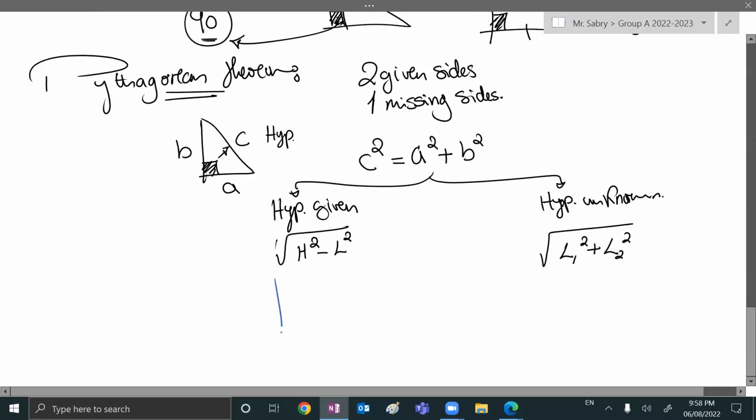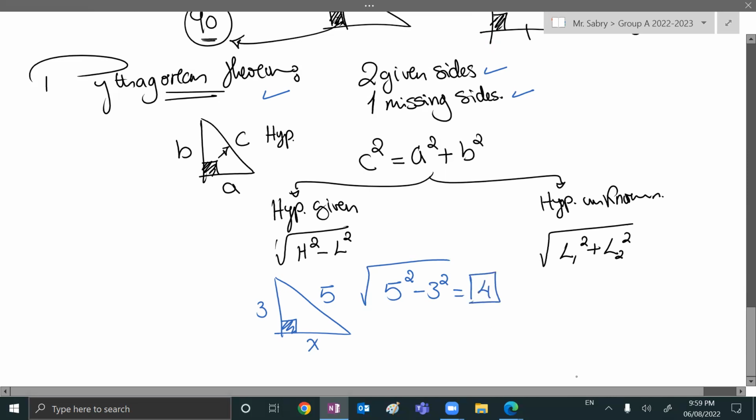Let's see an example. Look at this triangle. You're given here that this side is 5. You're given here that this side is 3, and you don't know the measure of the third side. Because you are given two sides and you want one side, the Pythagorean theorem is okay to use. I should do the hypotenuse itself squared minus the other leg squared, because the hypotenuse is given. All of this under a square root, and it will get me the answer right away as 4.